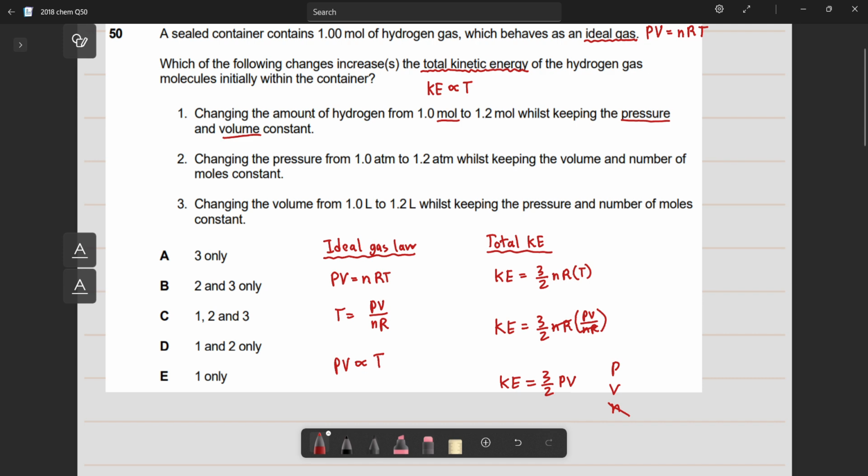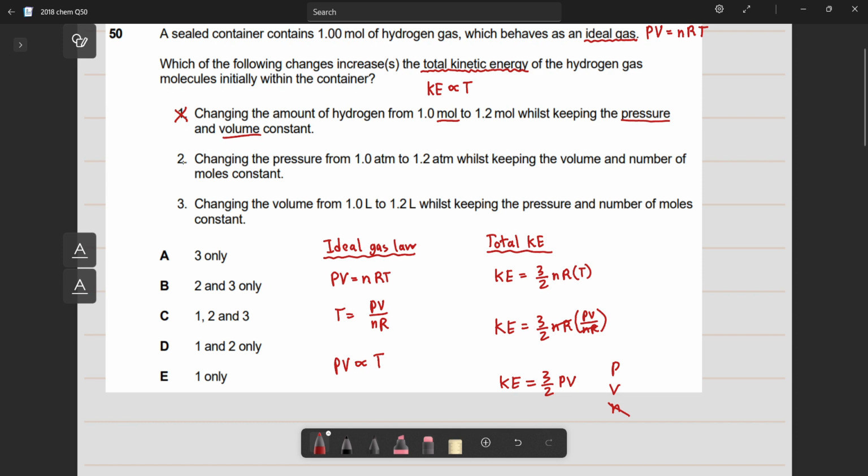It says changing the amount of hydrogen from 1 mole to 1.2 moles while keeping the pressure and volume constant. As we know, we will ignore the moles, as they do not affect the temperature. In the total kinetic energy, the n and R cancelled out, leaving just pressure times volume. So this statement is wrong. This does not affect the total kinetic energy as the pressure and volume are kept constant, so the kinetic energy is also constant and unchanged.